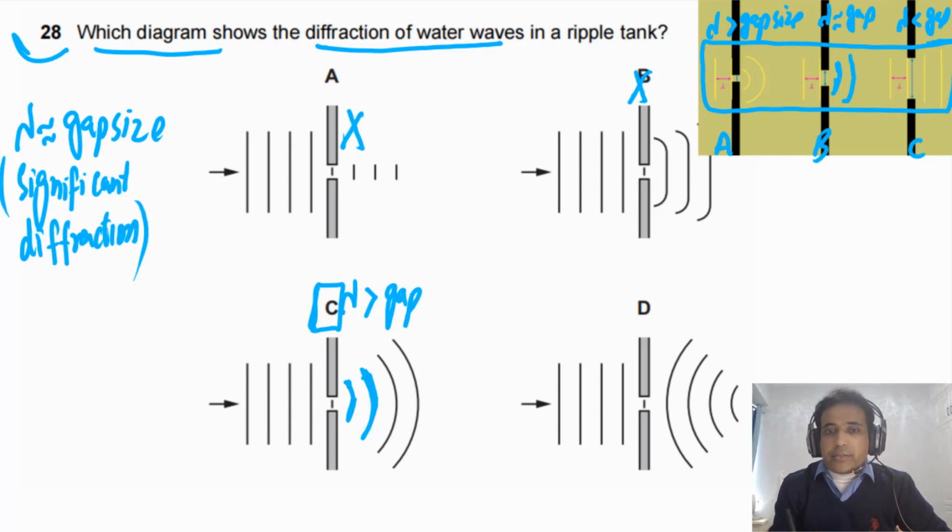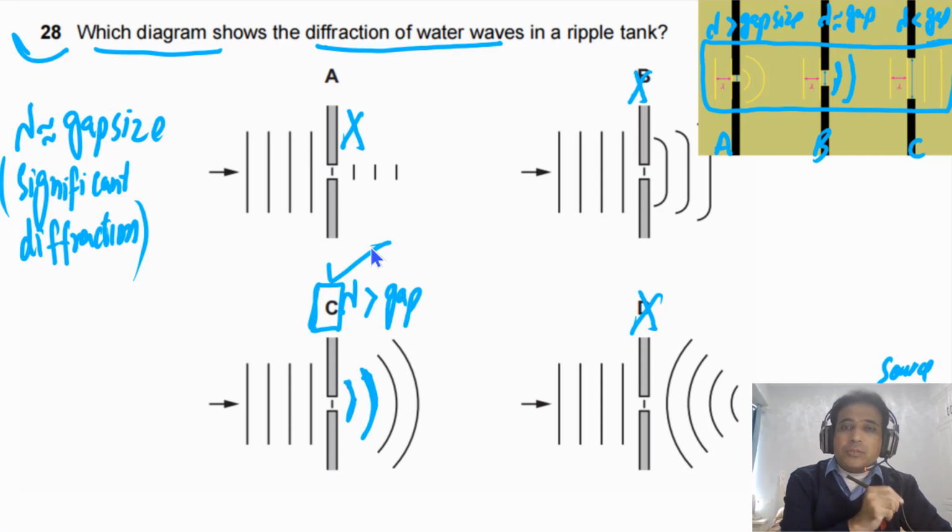This one is incorrect. This is telling us waves are coming from here, that the source is located somewhere here. Actually, the source is here, so this one is incorrect. So the answer for this question is C.